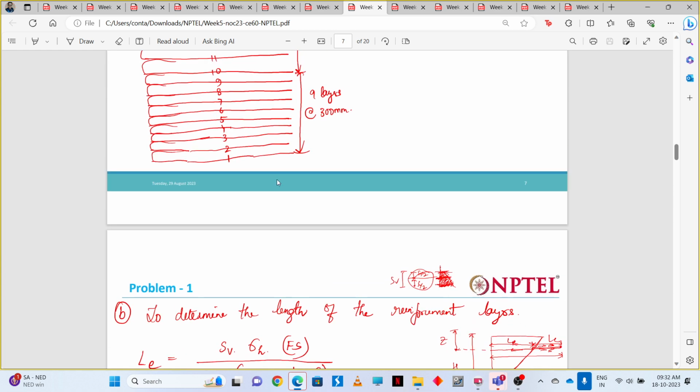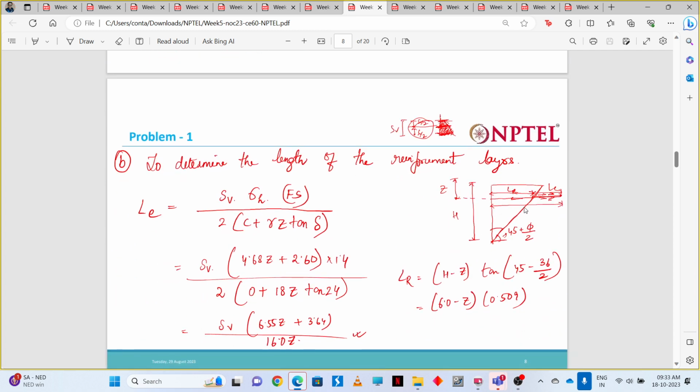After deciding the spacing, what we need to do, we need to determine the length. So there are two lengths, one is the embedment length LE, and the other is the LR length. So how to determine this length LE? From this expression: 2 into C plus sigma Z tan delta, that is the friction resistance times the length, the embedment length. Okay, we need to find out the embedment length, right?